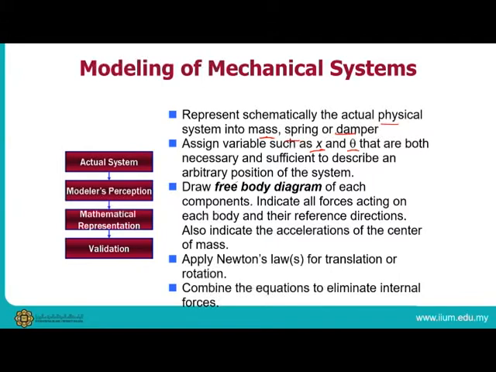And then after that you need to draw a free body diagram. After you draw a free body diagram, you need to indicate all the forces on the body, and indicate the acceleration. Basically, Newton's second law is related to acceleration, and then you can apply Newton's law for translation or rotation. It depends on the mechanism. And then, of course, you need to eliminate all the internal forces in the system.